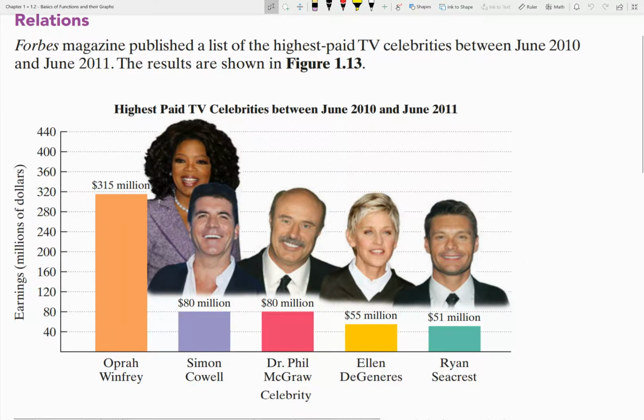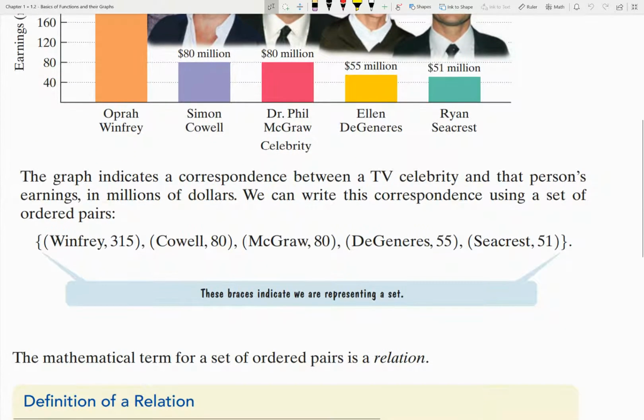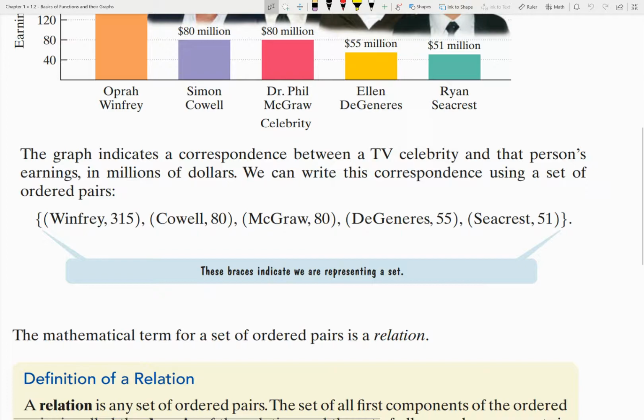But the thing you really want to notice is that the two data points, the x-axis and the y-axis, are not both numbers. The x-axis is filled with people's names, the celebrity names. The y-axis has the earnings. So the y-axis is numbers, but my x-axis is filled with just people, okay? This is a relation. A relation is any set of data. So the graph indicates this correspondence between TV celebrities and a person's earning in millions of dollars.